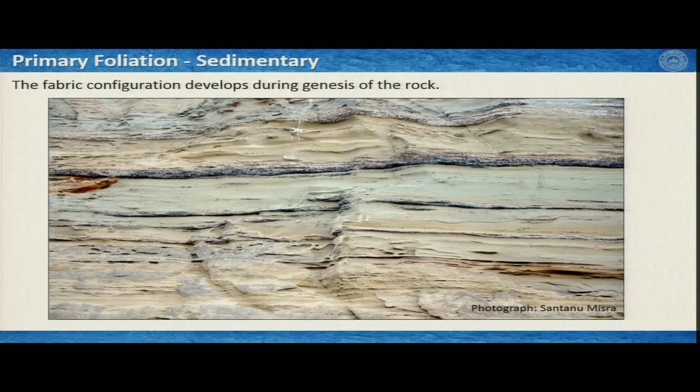And as you can see in this image, these are some layers I am marking. These layers are defined by coarse grains, whereas these areas are defined by fine grains. Their compositions are also different, that is why the colors are different, but these alternating coarse and fine grained features are also very much characteristic of sedimentary rocks, and therefore, these do define primary foliation in your sedimentary rock.